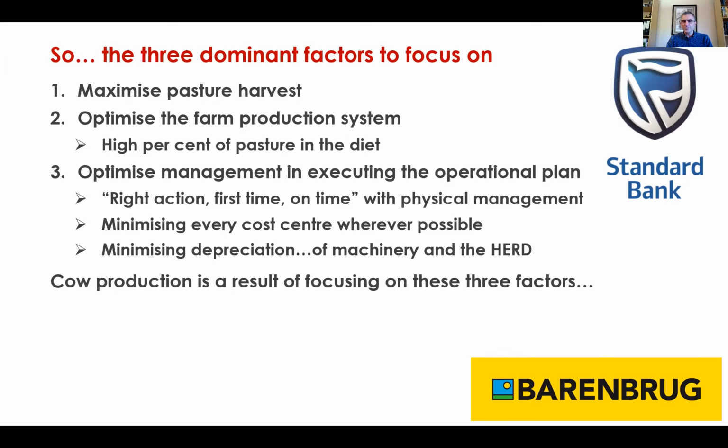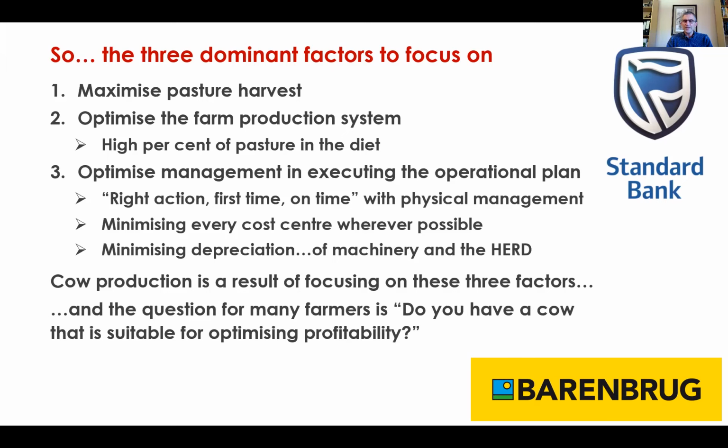Cow production is a result of focusing on these 3 dominant factors that impact on profit. And an important question is whether you have a cow that is suitable for maximizing pasture harvest and optimizing the farm production system so that you can optimize profitability.